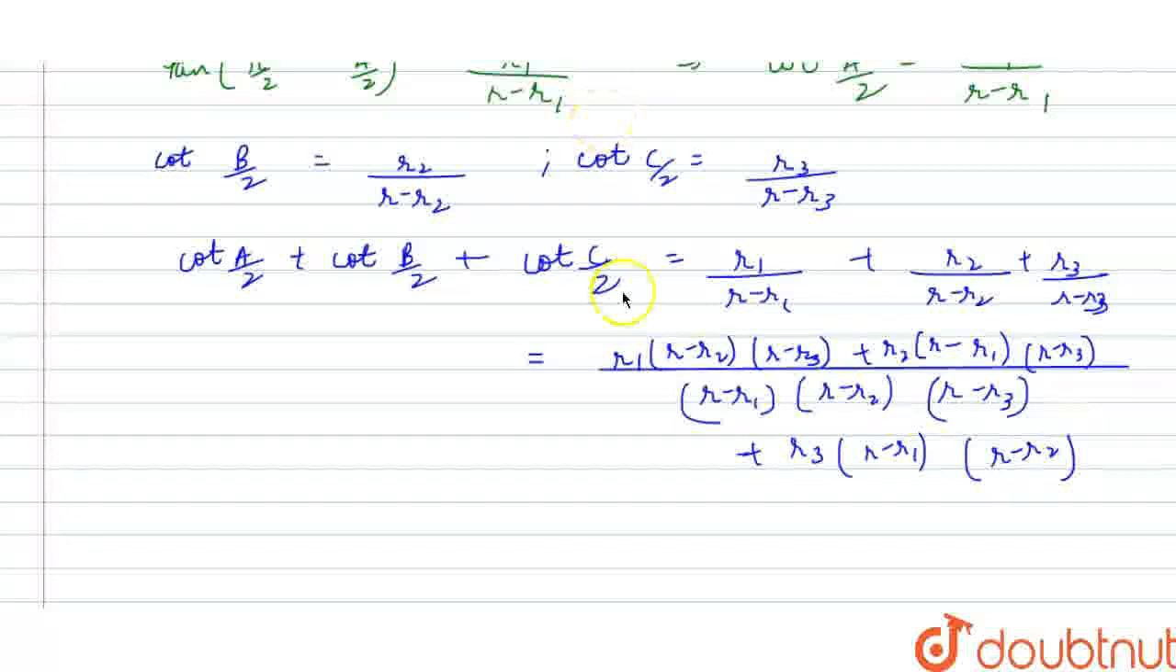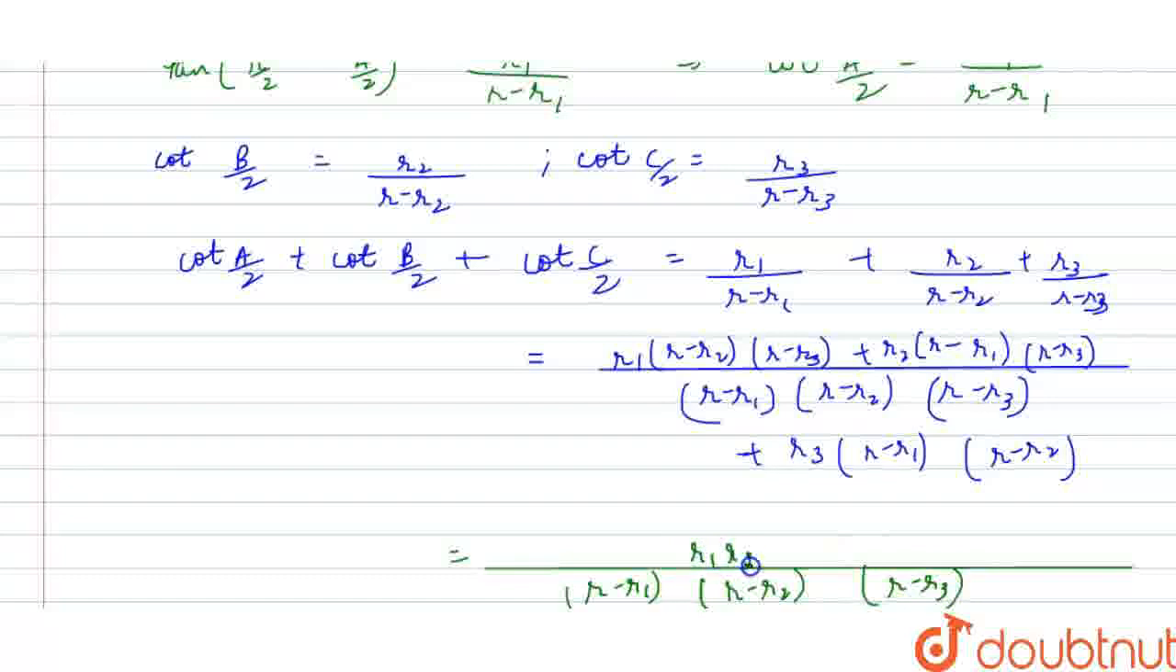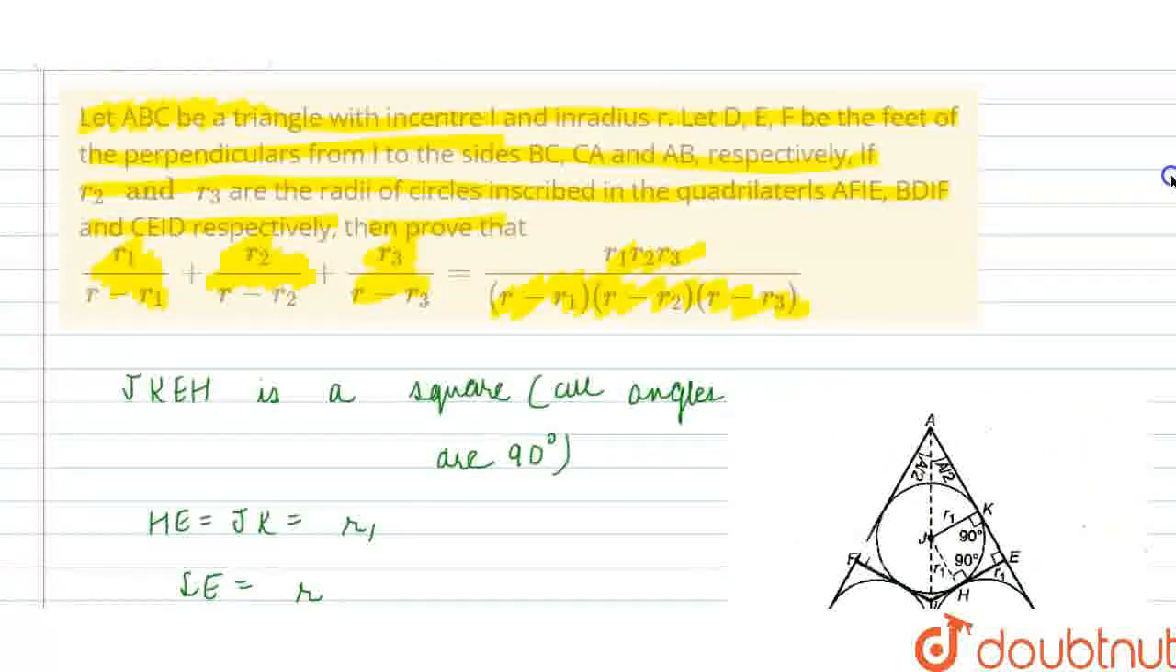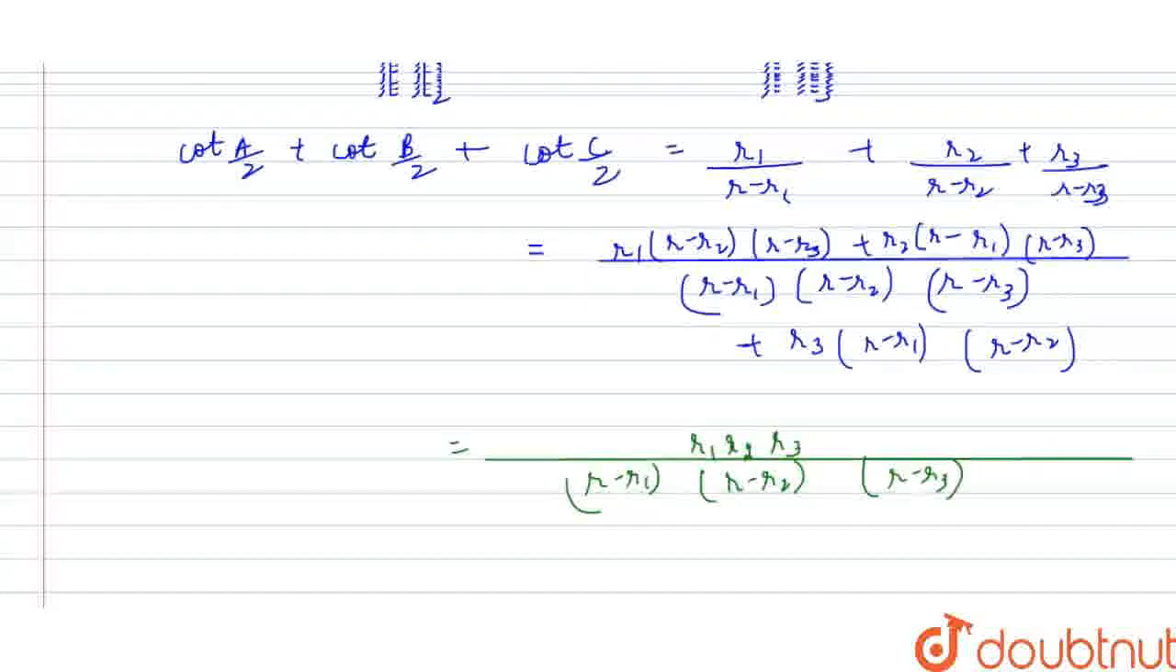Further solving it, we observe that the denominator would be the same, that is R minus R1, R minus R2, R minus R3, and in the numerator we'll be left with R1, R2, and R3. Rest all the terms will be cancelled out. So this is what we had to prove in the question. So I hope this explanation is clear to you all. Thank you.